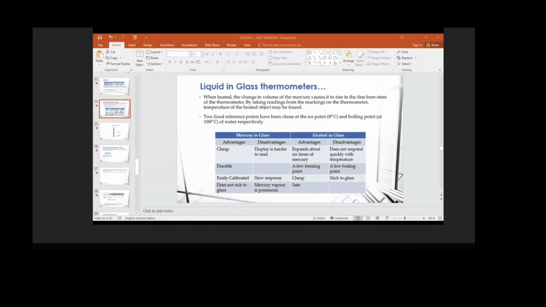Right? And these will actually stick to glass. So you put it in a beaker, it can actually stick to the walls of the beaker, and hence will give you an inaccurate reading.